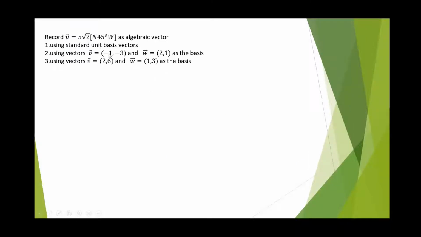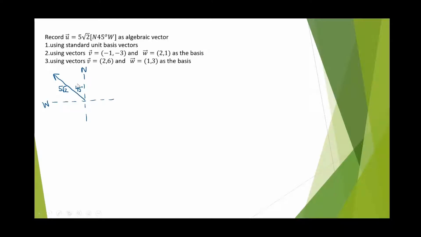So let's start off by looking at this question. You're told to record u, which is given with magnitude and its direction relative to northwest. We want to write it as an algebraic vector. Part 1, using standard unit basis vectors, so that's the i hat and j hat. You've seen this before, and then we'll extend it with these two questions to this particular lesson so you could see the relevance of spans using this example.